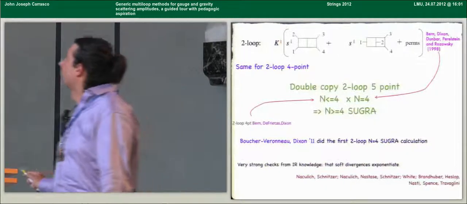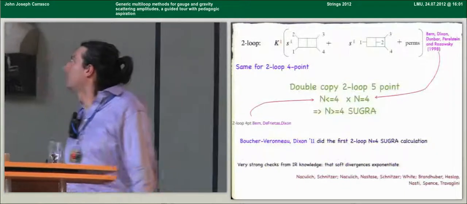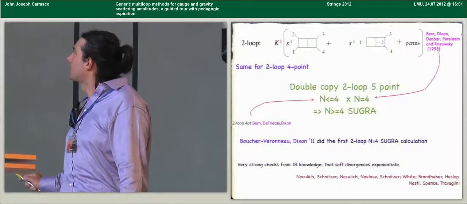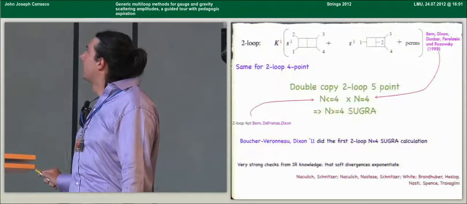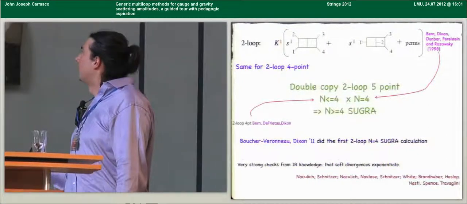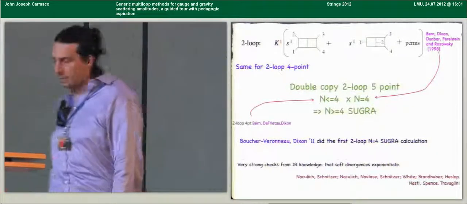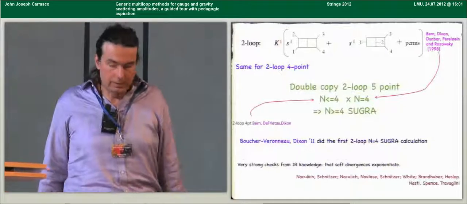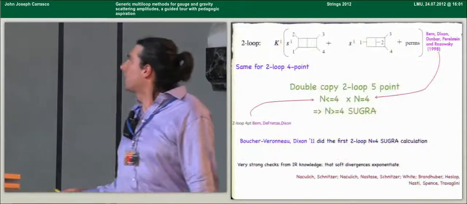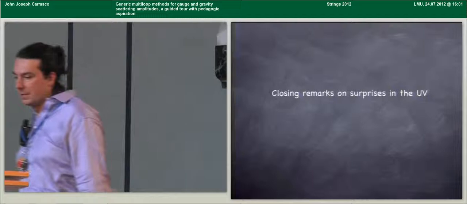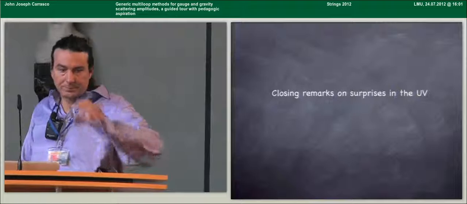Now, this actually goes to 2 loops. I said the 2-loop 4-point was also independent of loop momenta. And so Camille and Lance took the integrated N less than 4 2-loop and did the first 2-loop N=4 supergravity calculation. I'll point out one of the ways they know they actually got the right answer: there are very strong checks from IR knowledge that soft divergences exponentiate.